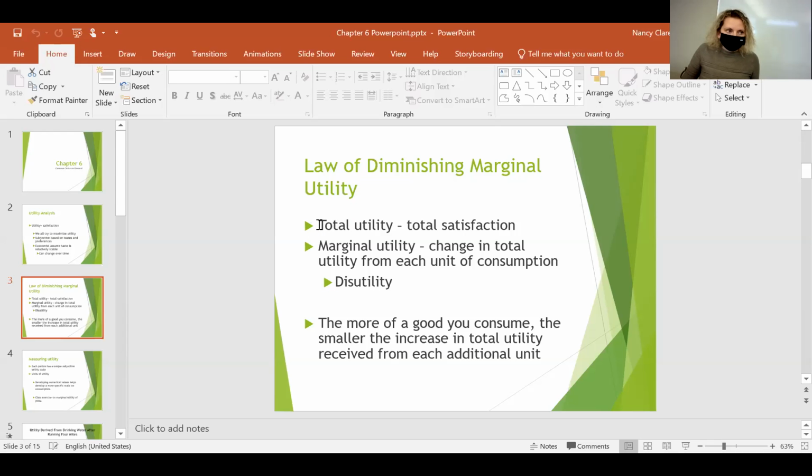And the first thing is sort of defining some terminology. Total utility or total satisfaction is how much satisfaction you gain from consuming all of the units you're going to consume of a certain good. Marginal utility is the incremental or the change or the additional utility that you get from consuming one more unit, then one additional unit, and then one unit after that. It's analyzing it in units. It is possible to experience something called disutility, which is negative satisfaction from consuming an item, right?